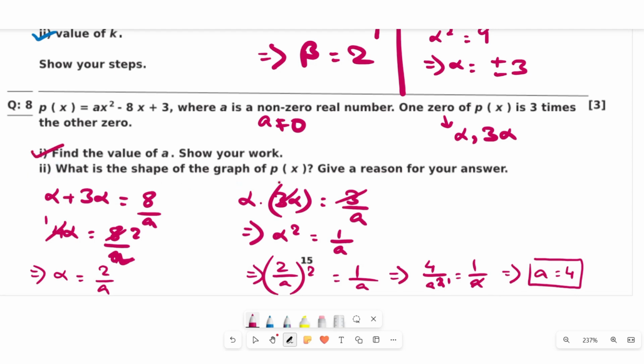What is the shape of the graph of p(x)? Now this is a quadratic polynomial. A quadratic polynomial is always of the shape of a parabola. So that completes our first 8 questions of competency based 1.